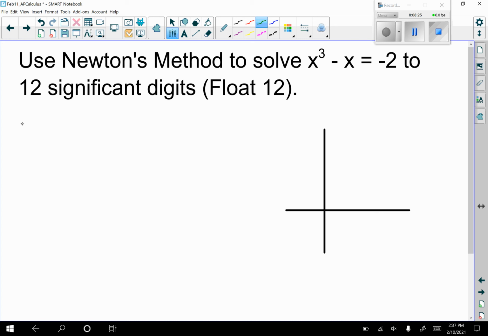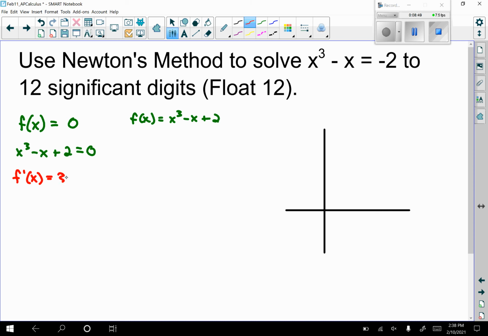So the first thing we want to do, remember we always want f of x to equal 0. So I'm just going to move this 2 over. That means we're going to have x cubed minus x plus 2 equal to 0. So that really means f of x is equal to x cubed minus x plus 2. Then we want to find f prime of x. So that's just going to become 3x squared minus 1.